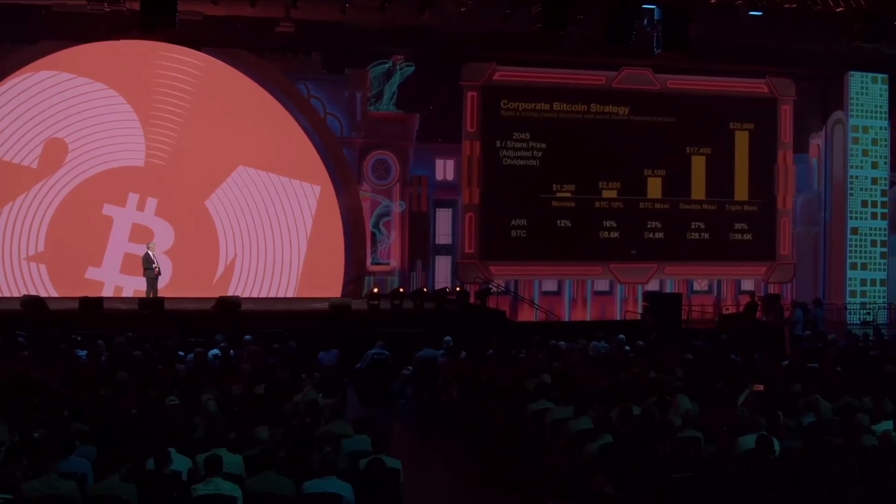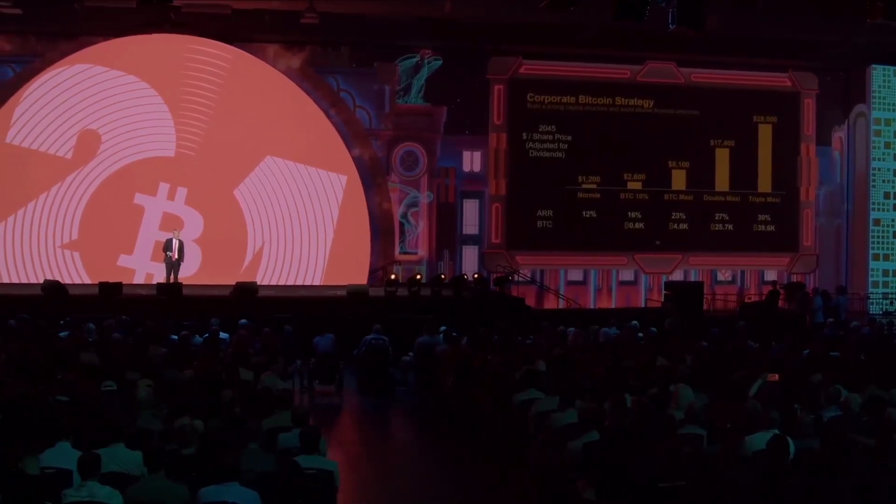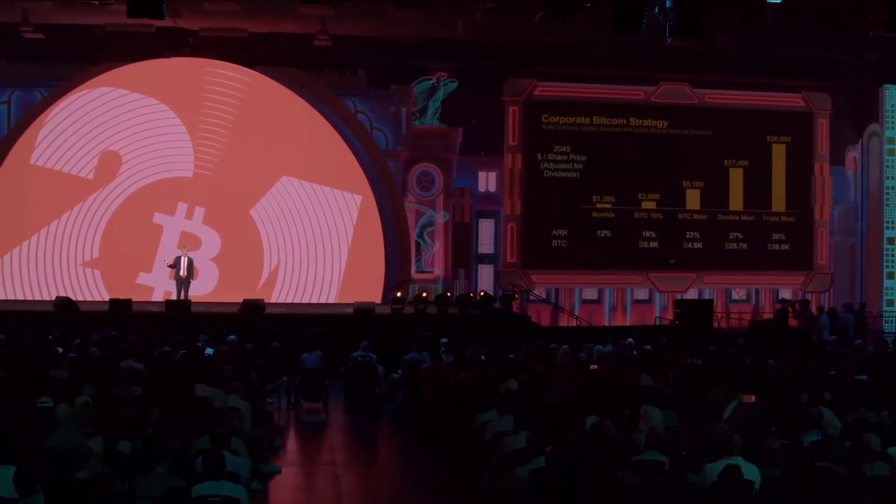Well, the normie's going to be okay. You'll have a $1,200 stock price, but just 10% allocation doubles it. The Maxi is going to nearly 8x it. The double Maxi is $17,000 stock. The triple Maxi is $28,000. What kind of company do you want to run?